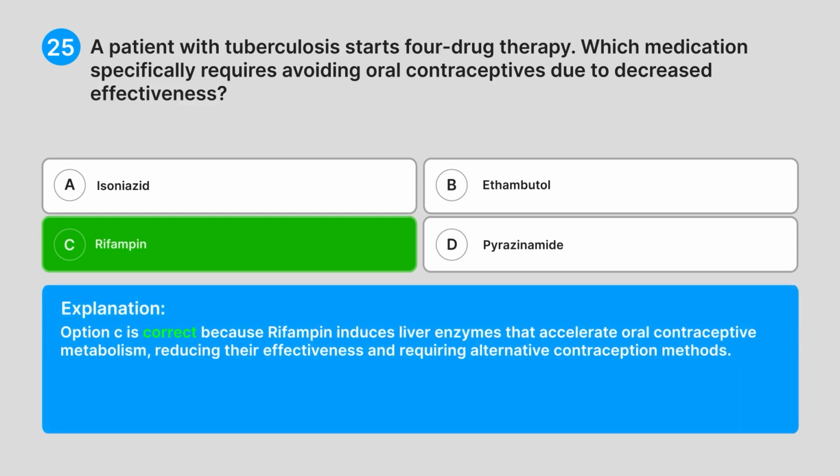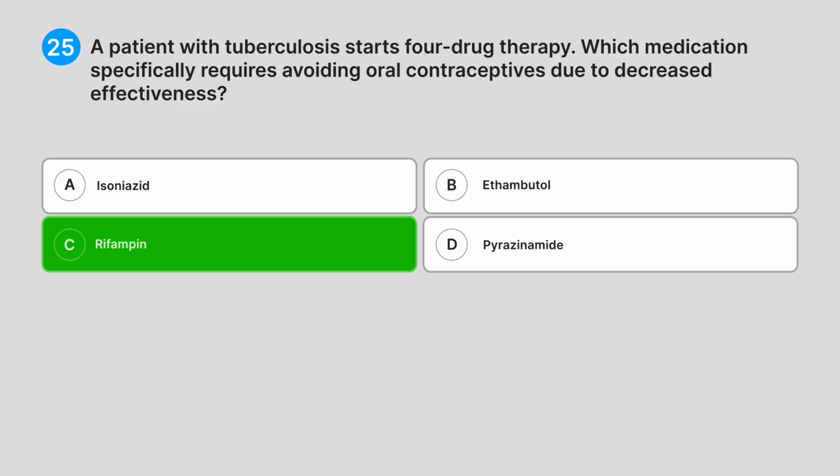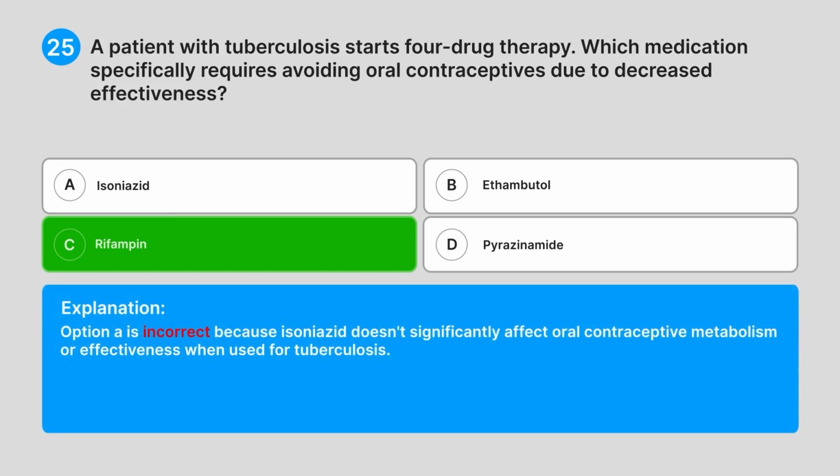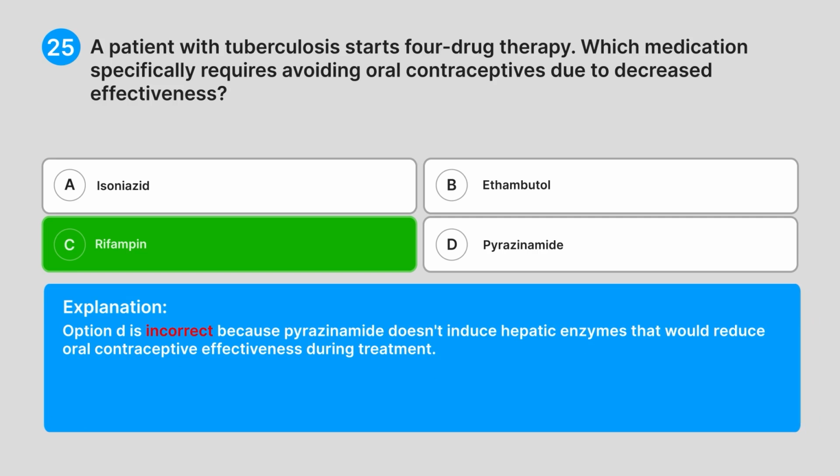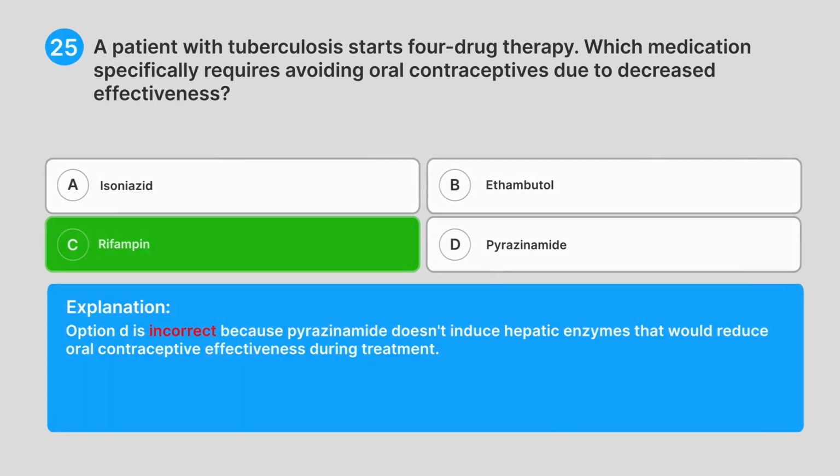Explanation: option C is correct because rifampin induces liver enzymes that accelerate oral contraceptive metabolism, reducing their effectiveness and requiring alternative contraception methods. Option A is incorrect because isoniazid doesn't significantly affect oral contraceptive metabolism or effectiveness when used for tuberculosis. Option B is incorrect because ethambutol doesn't interact with hormonal contraceptives or affect their therapeutic efficacy in patients. Option D is incorrect because pyrazinamide doesn't induce hepatic enzymes that would reduce oral contraceptive effectiveness during treatment.